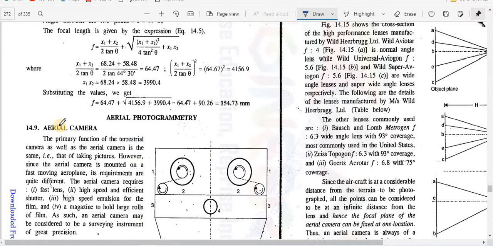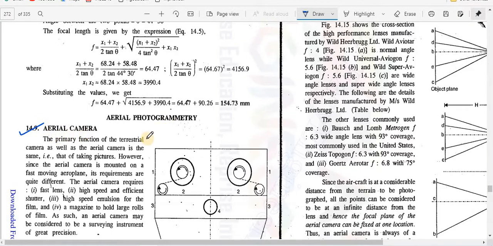Okay, now in aerial photogrammetry, first we need to understand what type of camera is used. The primary function of your terrestrial camera as well as your aerial camera is the same, obviously, because both are taking photographs. However, the aerial camera is mounted on a fast moving plane, as you know aerial photogrammetric surveying is done with a camera generally mounted on planes. When the plane moves, it starts collecting photographs, so the requirements are quite different.